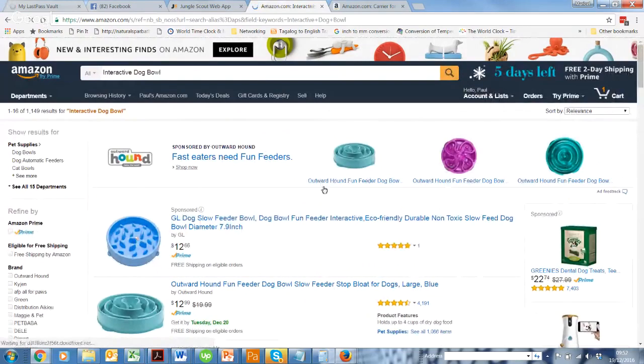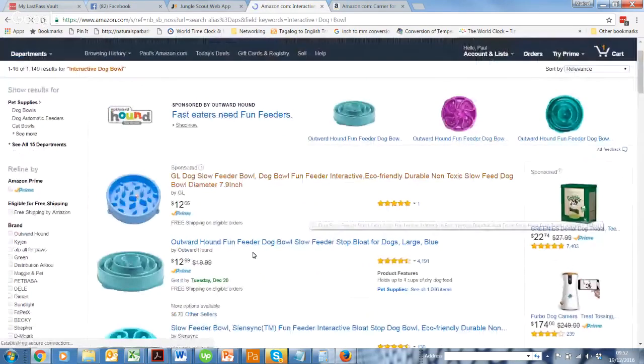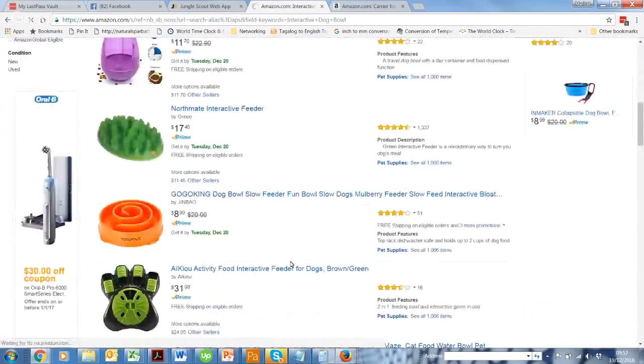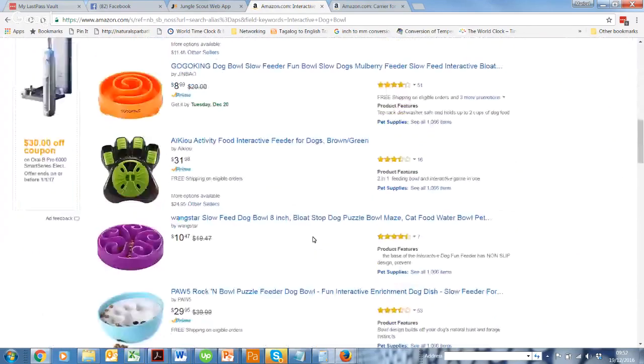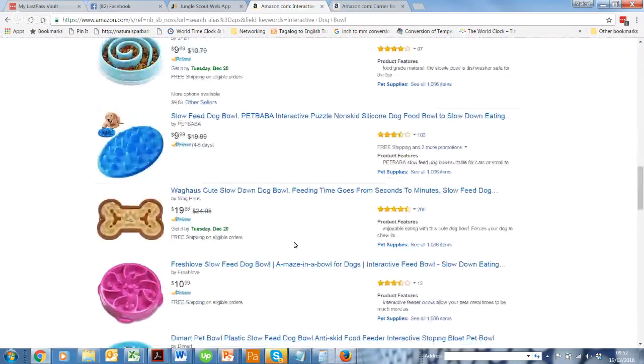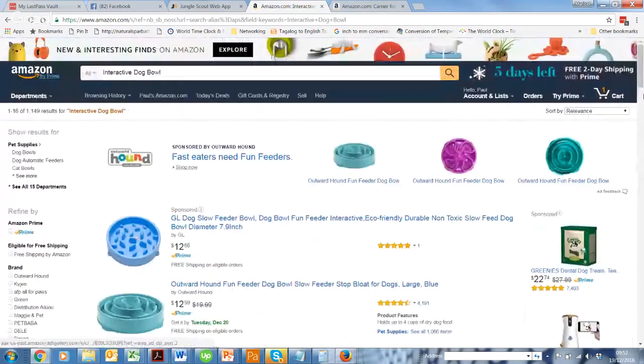So we can see we've got a number of different products here. I think these are to stop your dog from actually woofing down, excuse the pun, the food in one big swallow. They've got to work at getting the food. Stops a lot of indigestion and gas and stuff like that. So that's pretty cool. What are the numbers like on the Chrome extension?